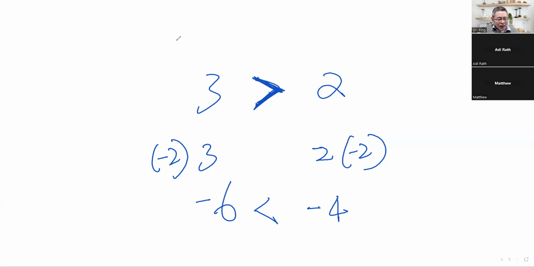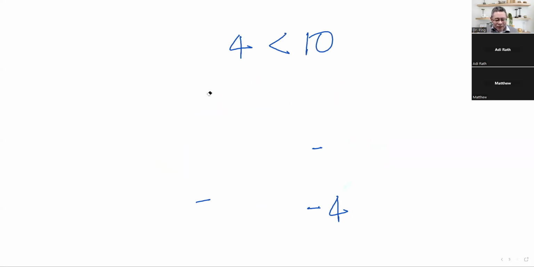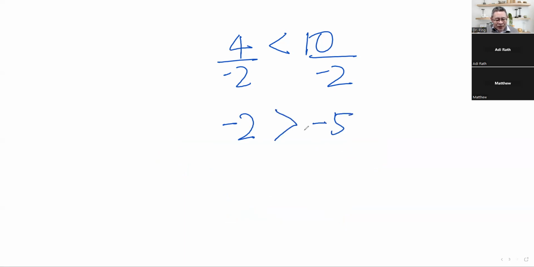We also notice that if we know 4 is less than 10, but we divide by a negative number, say -2, see what happens. Now this side is -2, and that side is -5. Well, -2 is greater than -5. Now you can see we have to flip that. So when we're multiplying or dividing by a negative number, we have to flip the inequality.